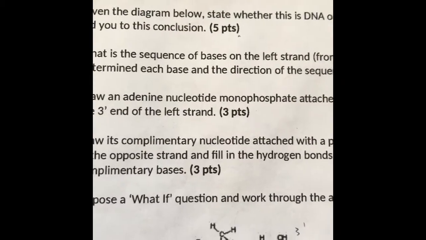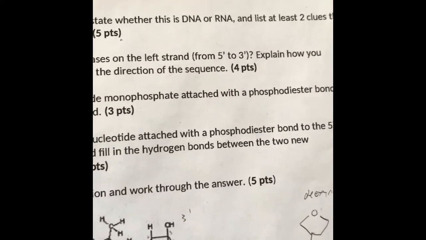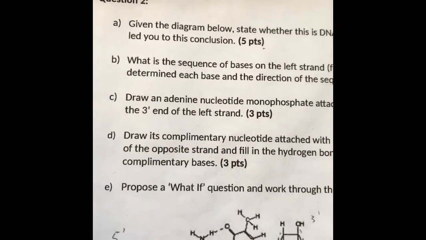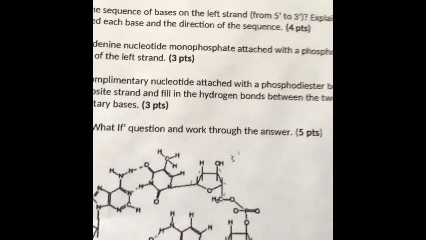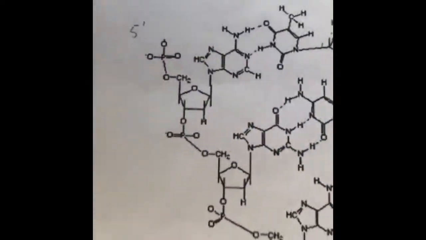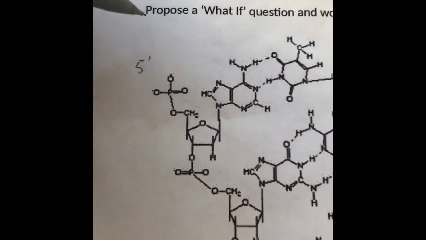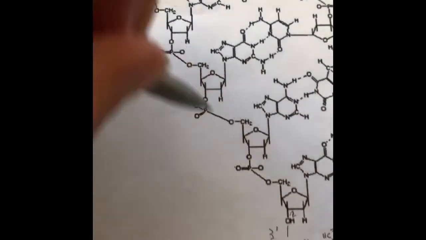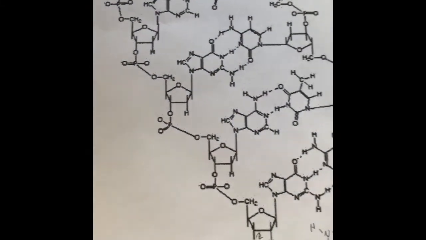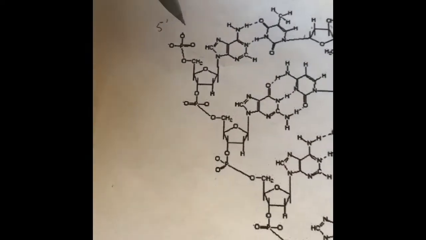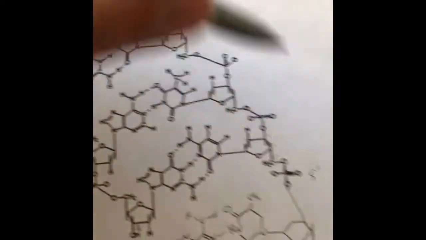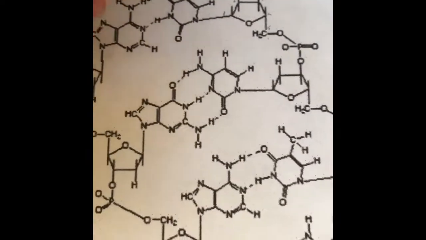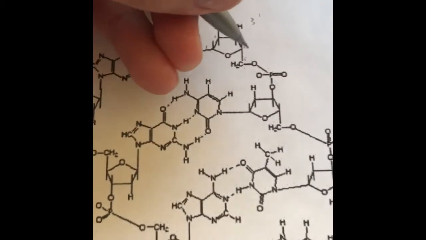What is the sequence of bases in the left strand from 5' to 3'? Explain how you determined each base and the direction of the sequence. So firstly, the direction, we have, I put 5' up here and 3' down there, and let's talk about why. Same thing over here, it's bidirectional, so anti-parallel, 3', 5'. And we can do this by counting our carbons on this ring.